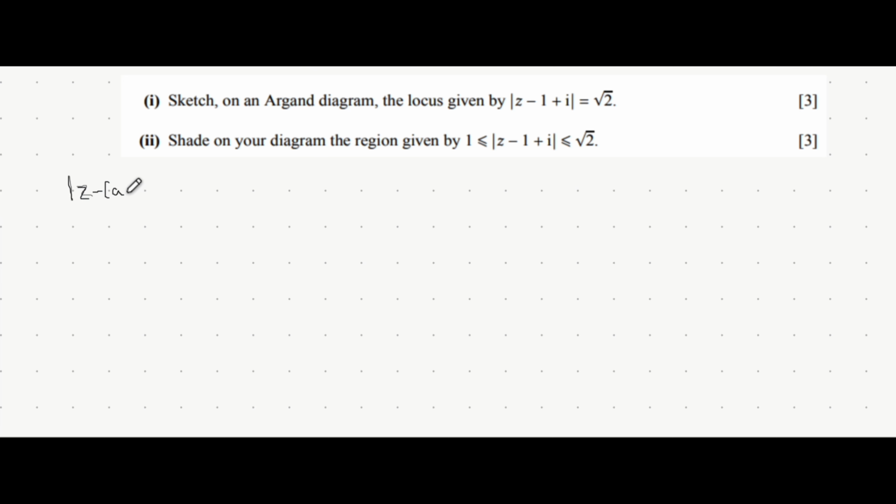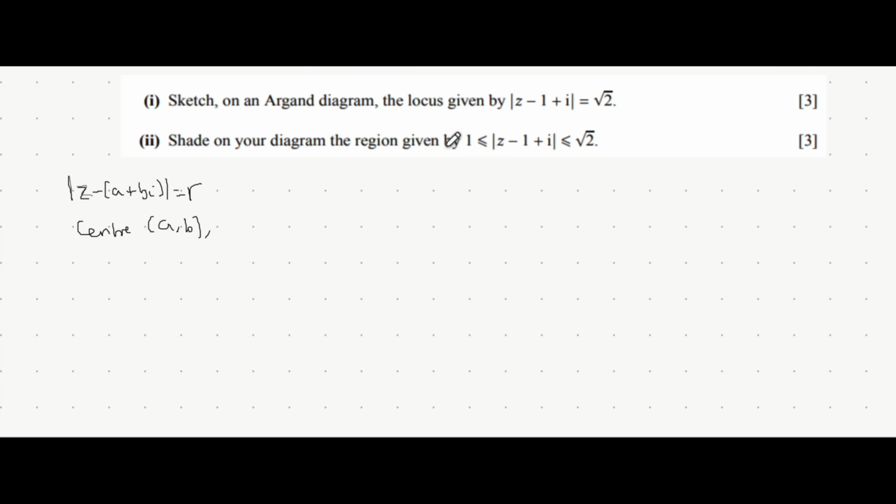When an expression is written in this format, is equal to r, we say the center of the locus or the circle is given by (a, b), where a is the real part of this component and b is the imaginary part, and the radius is just the right hand side.